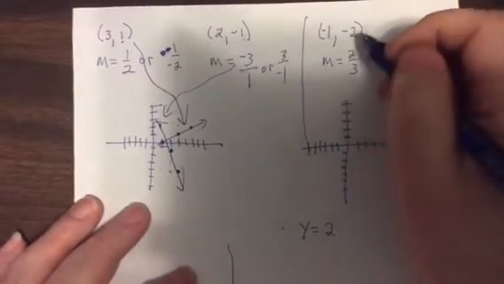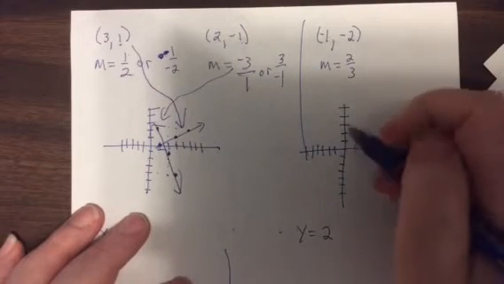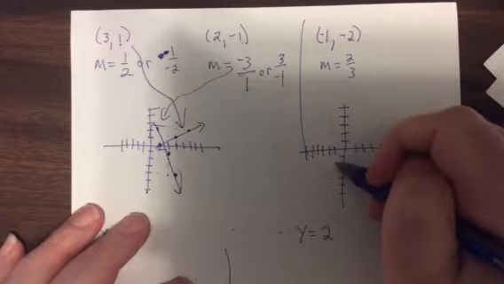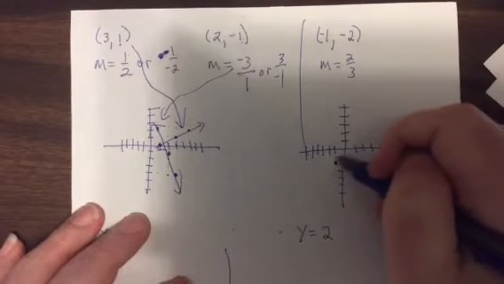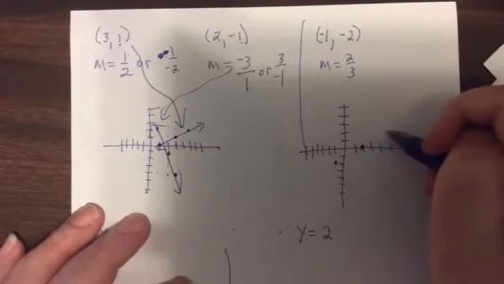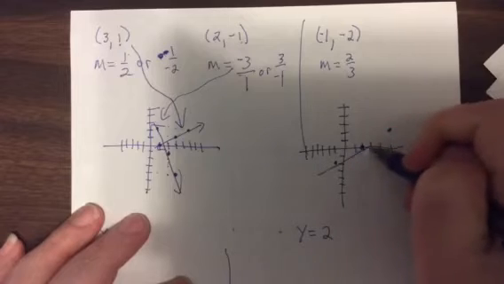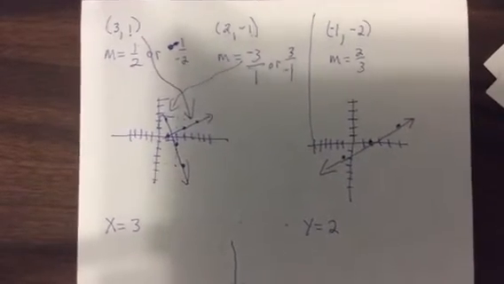Now this one, -1, -2. Go ahead and see if you can graph it. Plot the point. That's right. -1, -2. Good. Now use the slope to find more points. Up 2, right 3.